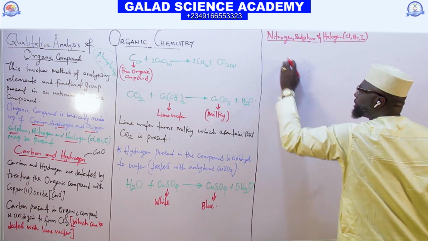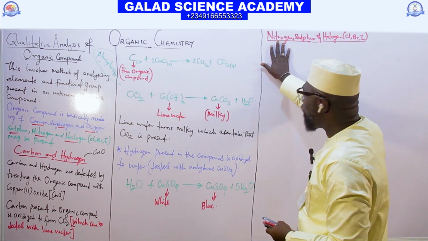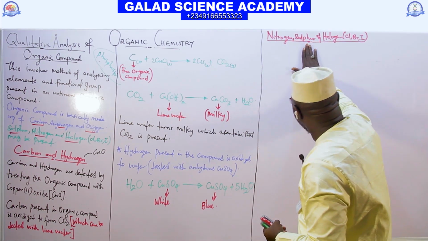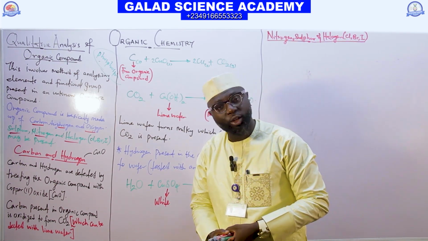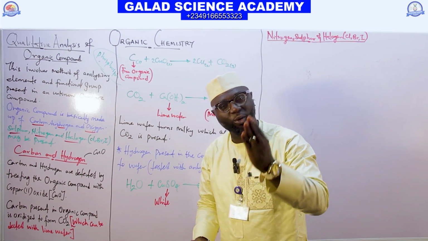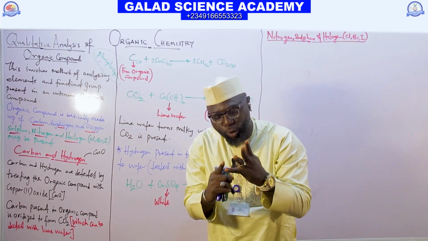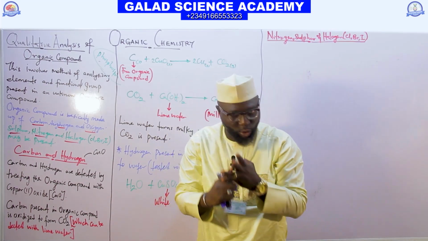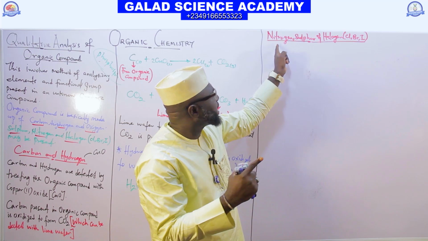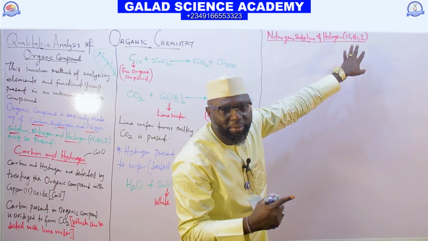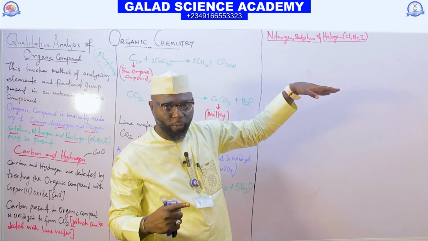Let us test for the presence of nitrogen, sulfur, and halogen in organic compounds. Don't forget, I said organic compounds comprise 2 to 5 elements. The major two are carbon and hydrogen. But at times, nitrogen may be present, sulfur may be present, or halogen may be present. Check the functional groups we did in the last video.